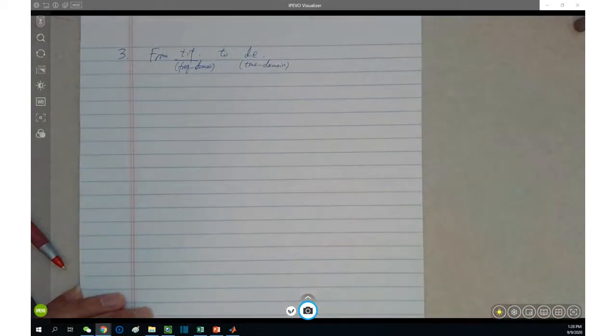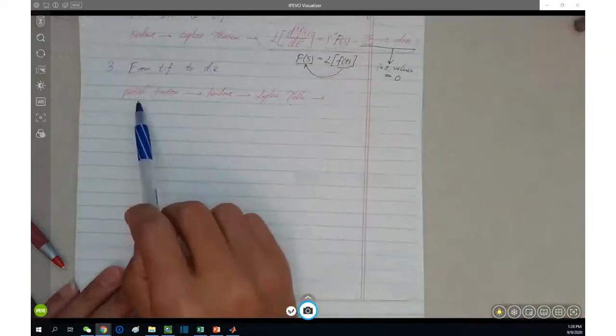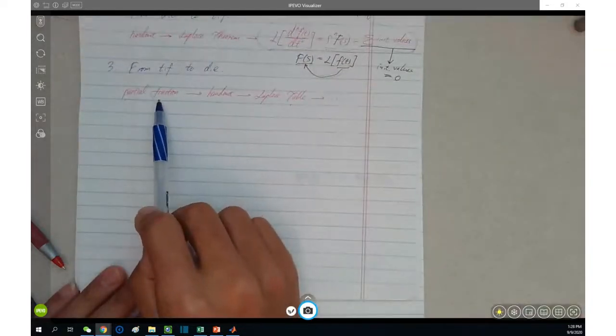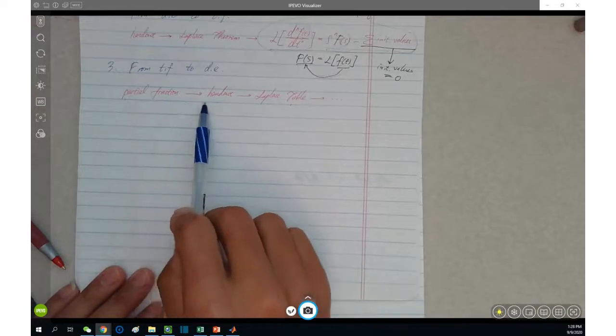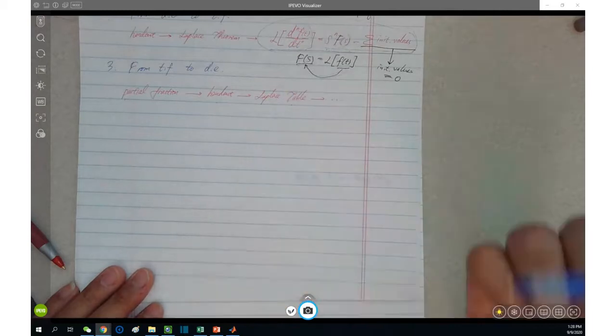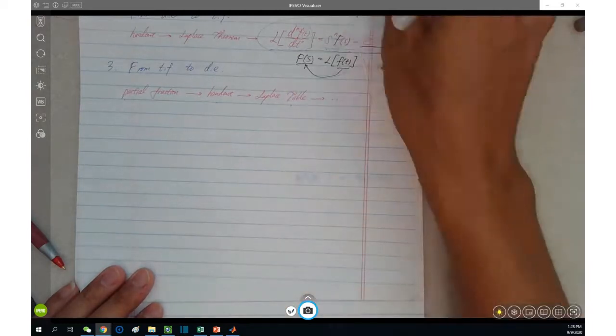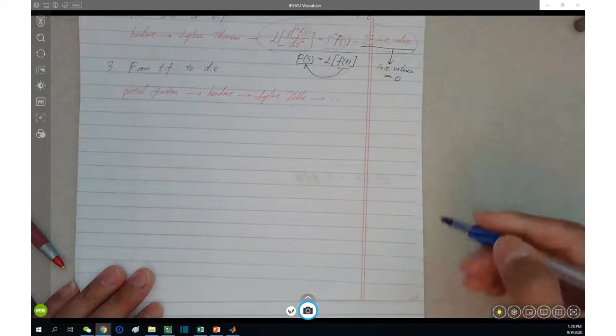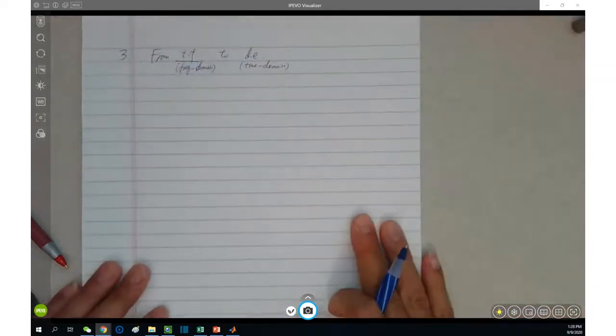Earlier I mentioned what we're going to do. We're pretty much going to do partial fraction. After having the partial fraction results, we're going to go to the handout, the Laplace table, to conduct the inverse Laplace transform. All right, let's see.